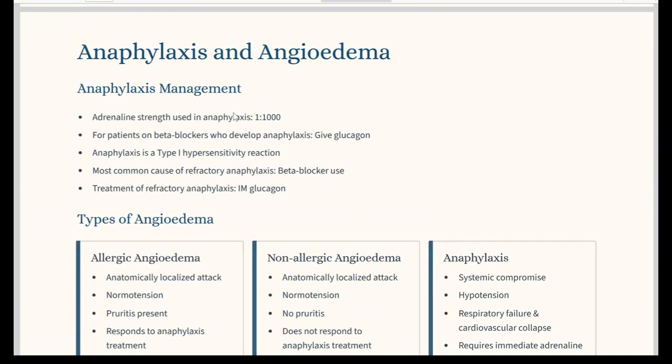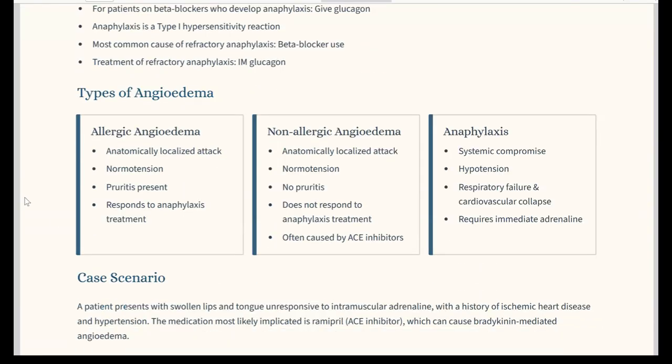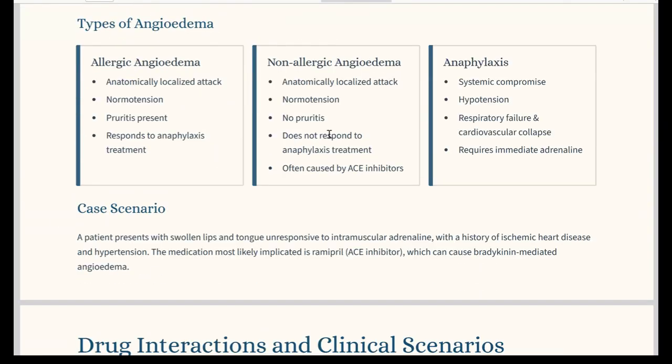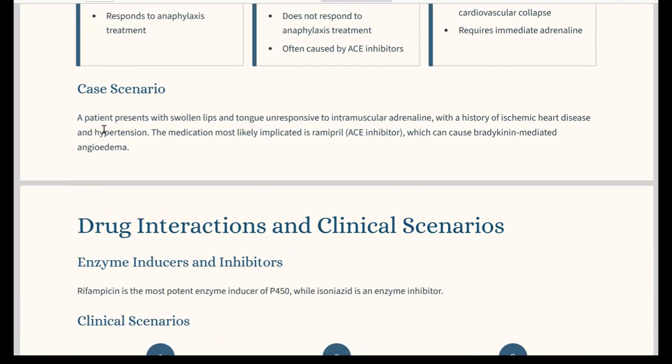Anaphylaxis and angioedema, here again, go through this file and remember, this is more physiology of that, but they will use drugs to ask you this question. They're not going to ask you a simple physiology question like this. So this is a case scenario that they've asked.